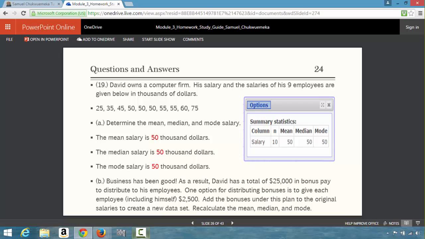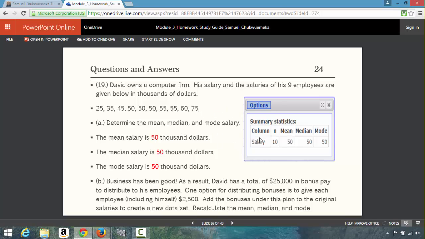Question 19. David owns a computer firm. His salary and the salaries of his 9 employees are given below. These are the salaries of him and his 9 employees. So 1, 2, 3, 4, 5, 6, 7, 8, 9, 10. 10 of them. Of course, what is David's salary? What do you think? And this is in thousands of dollars.